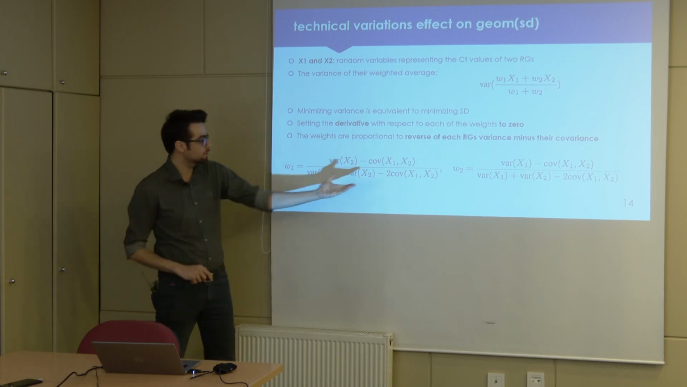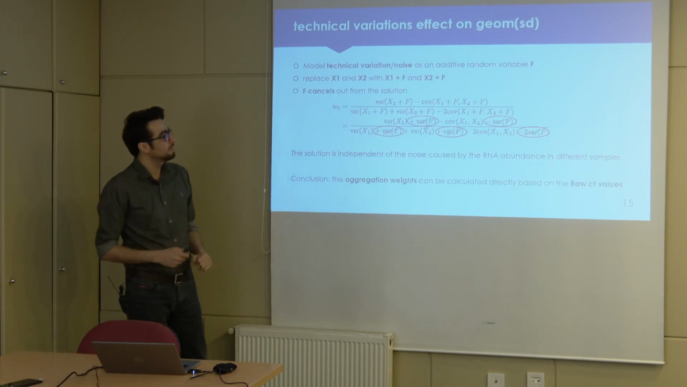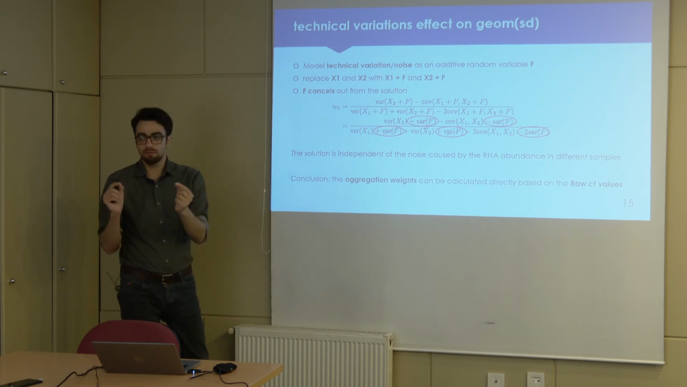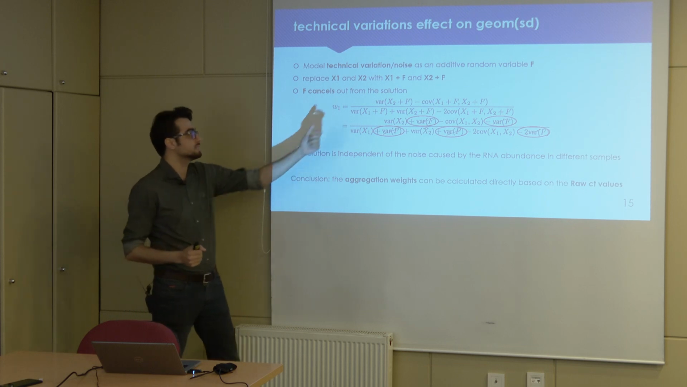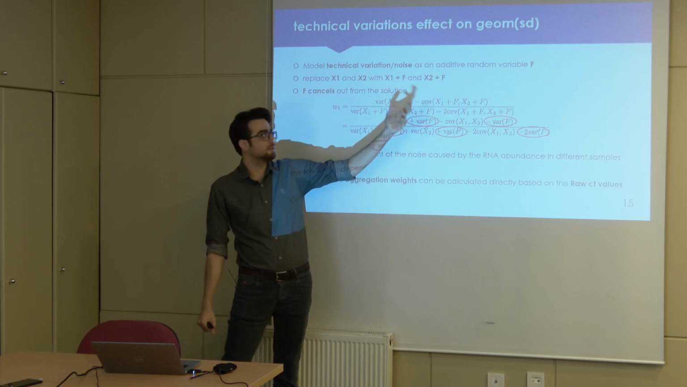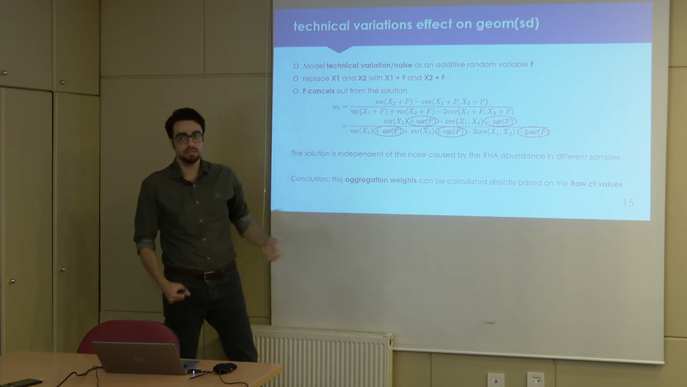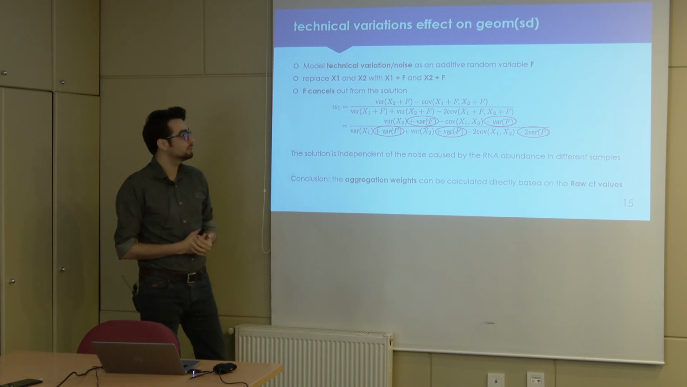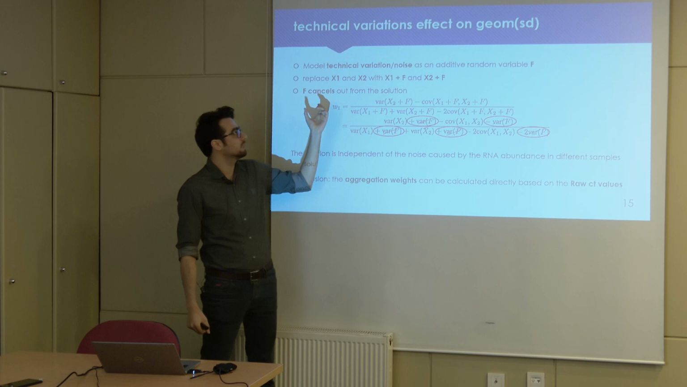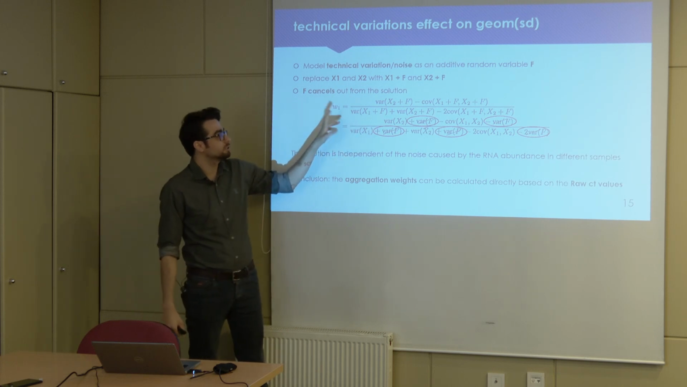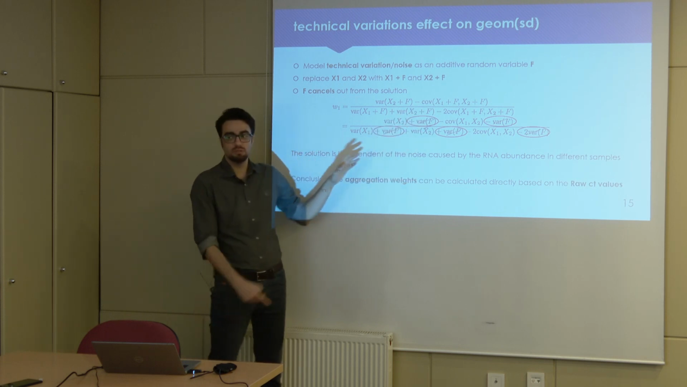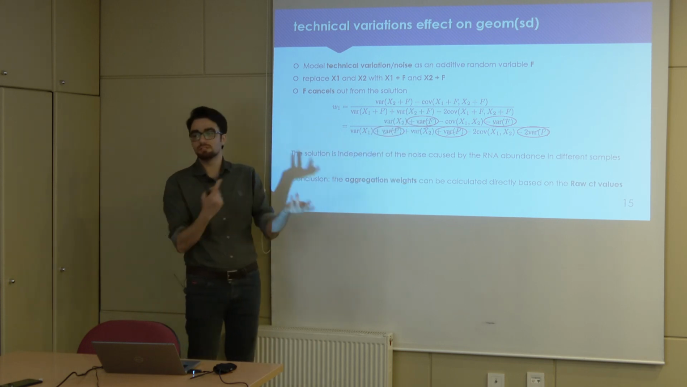So these are the solutions, and now I'm adding technical variation or noise to the expression of each of our reference genes. So instead of X1 and X2, I'll replace them with X1 plus F and X2 plus F. F is a random variable. It can have any distribution. And the interesting part is that if you plug it into the equation, this variable just cancels out. So the final solution doesn't change.